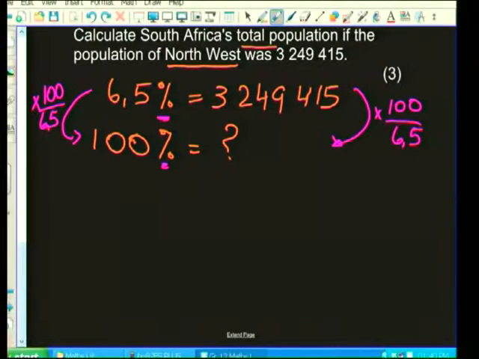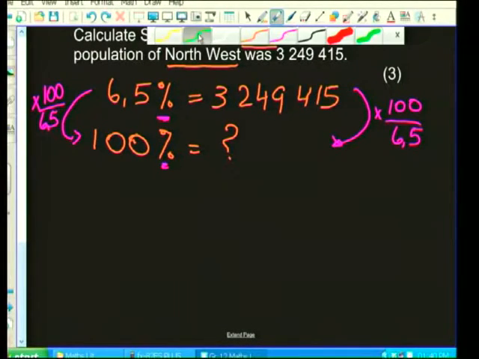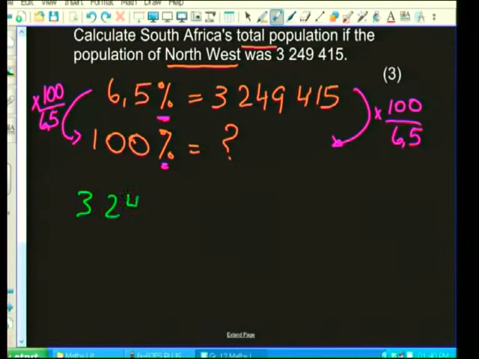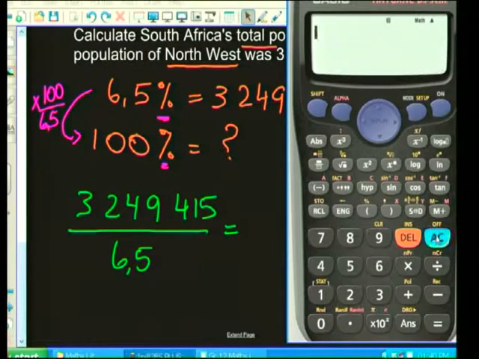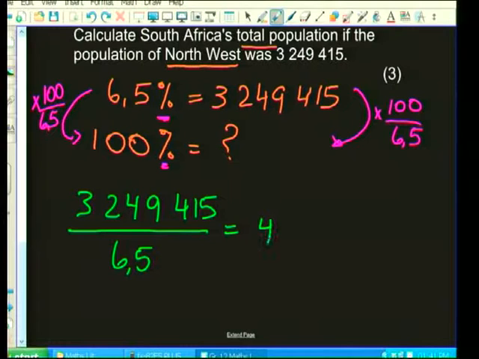Right, but let's do it the other way, which I said we'll take our number, 3,249,415, and we're going to divide it by 6.5 to give us how much 1% represents. So 3,249,415 divided by 6.5. We get an answer of 499,910. 499,910, and that's per percent. And now I want 100%.